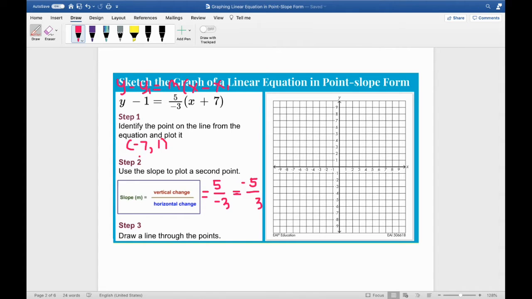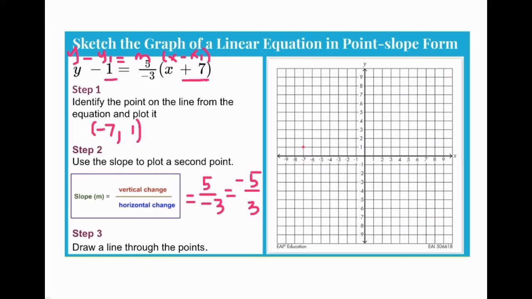Now let's start graphing. We can start from the point of the line, which is negative 7, comma 1. We go left 7 and up 1. So this is the first point of the line. Then let's use the slope to locate the second point. Here we said that the slope is 5 over negative 3. So we can go up 5 and 3 units to the left.